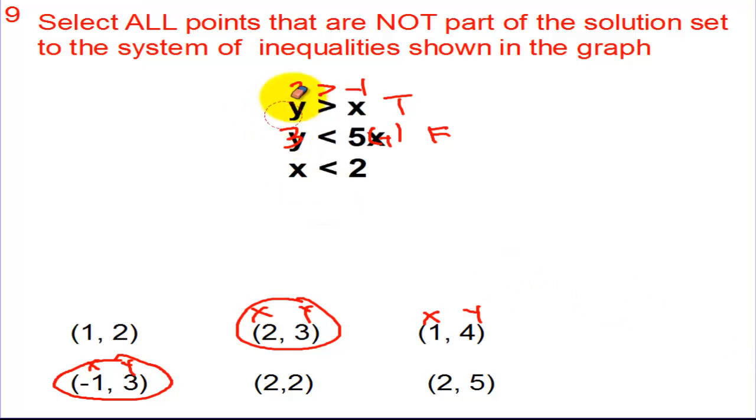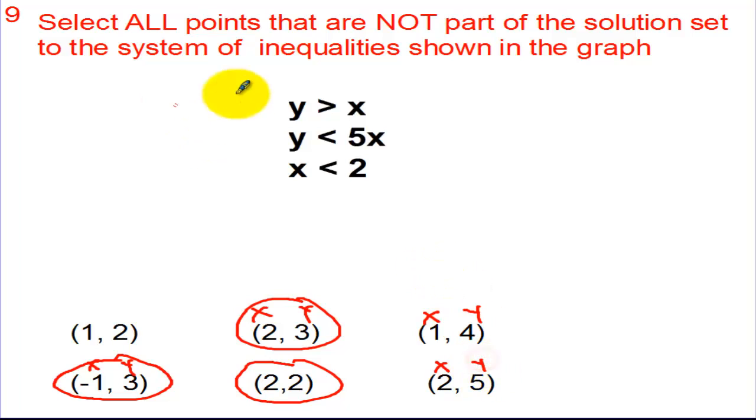Alright, next point, (2, 2). So x equals 2, y equals 2. Is 2 greater than 2? Well, this one is false already because we cannot have 2 greater than itself. So this is not part of the solution. What about (2, 5)? Again, x equals 2, y equals 5. Is 5 greater than 2? That's true. Is 5 less than 10? That's correct. Is 2 less than 2? This one is false. Since I have one false statement, we are going to say that this is not part of our solution.